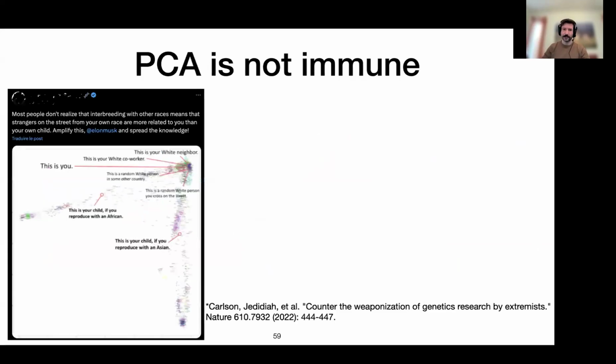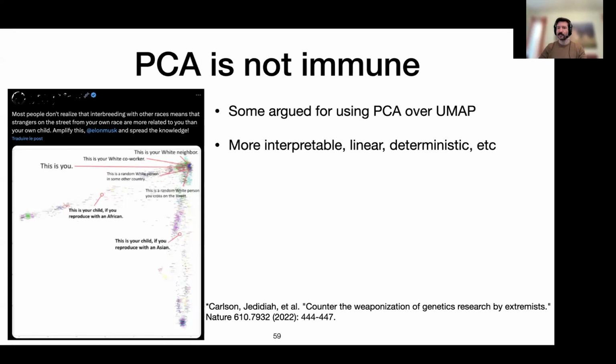But to address this first point, PCA is also not immune to being misused in visualization. So on the left here, this is, I think, a white supremacist on Twitter or something. But basically, he took a PCA figure and made this weird argument that encouraged inbreeding, so that way white people would be closer to each other in PCA, which is a bonkers thing to suggest because there's like 80 things wrong with it. But a lot of people argued for using PCA over UMAP because the idea is that it's more interpretable, it's linear, it's deterministic, all these other nice properties. But obviously, it can still be misused.